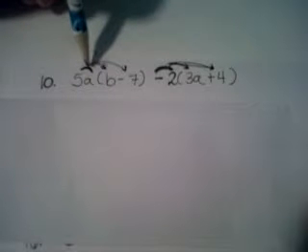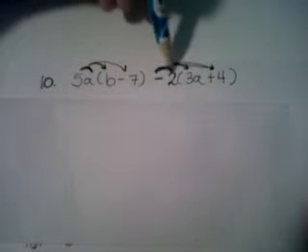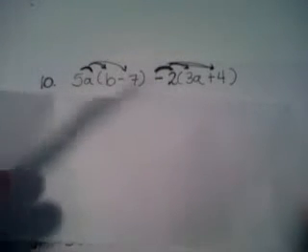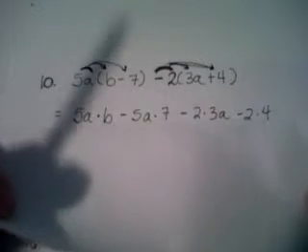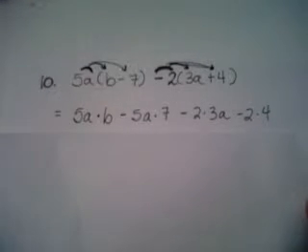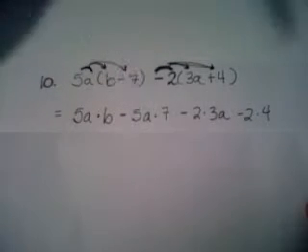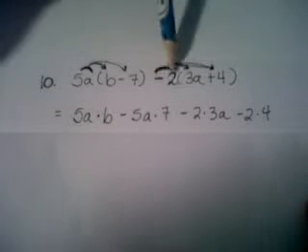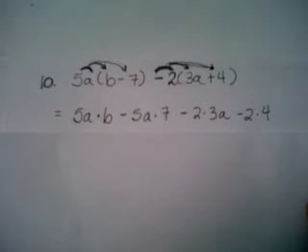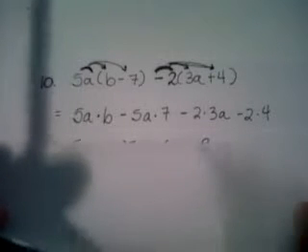And what we notice is all of 5a is being multiplied to both the b and to the negative 7, and negative 2 is being multiplied to the 3a and the positive 4. So when we look at that, we'll go ahead and multiply it out. So it's 5a times b, and then there's a minus here, so the minus goes here, and 5a times 7. And this is a negative 2 times 3a, and then negative 2 times 4. So now what we need to do is just multiply that out.